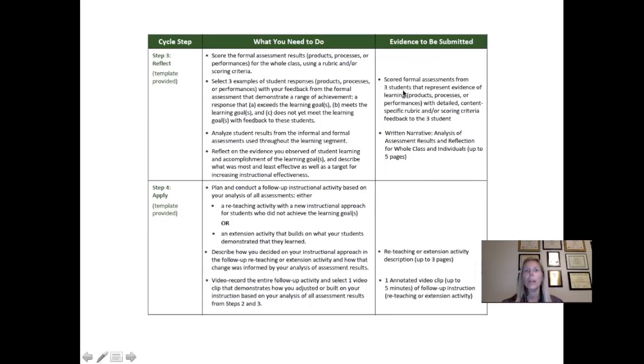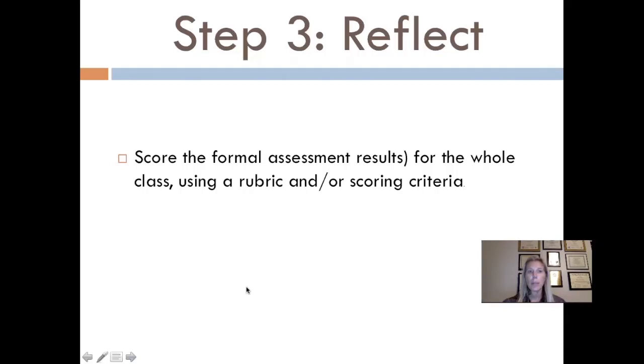So you can see that there are two pieces of evidence you'll submit for Step 3 and two pieces of assessment you will submit for Step 4. But during our time today, we're going to take a close look at everything you need to do and everything you need to submit. So let's start with Step 3.